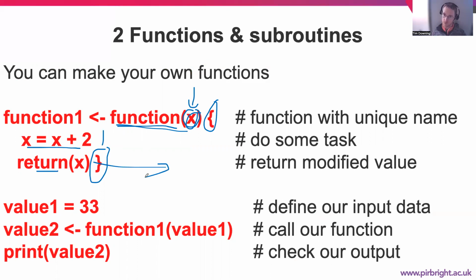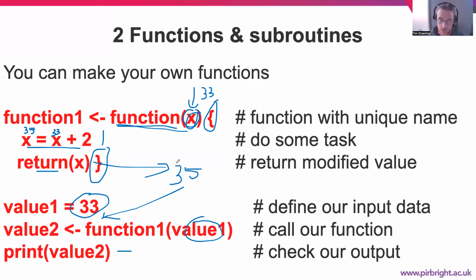It takes in that value during the function, and it's whatever we give it. So if we say value 1 is 33 here, and then we call function 1 with that value 33, 33 will appear here at the start. Then we add 2, so x becomes 33 plus 2, which is 35, and then we return x. So 35 is returned back from the function. That means 35 is now value 2, and we can print that out right down here. So if we passed 66, we'd return 68, and so on.